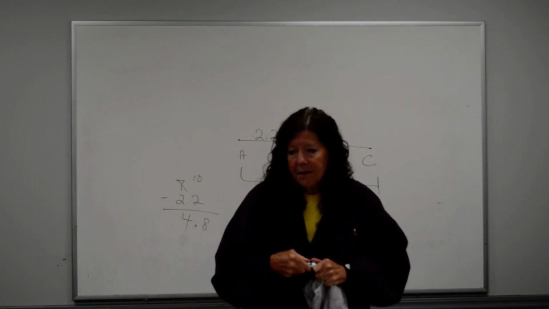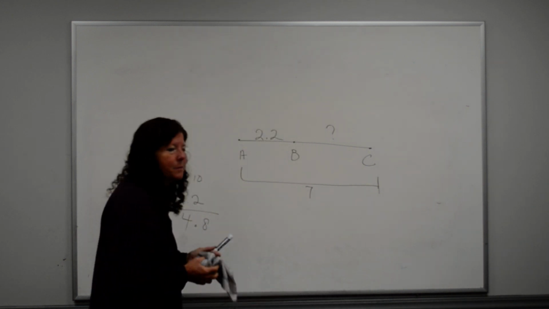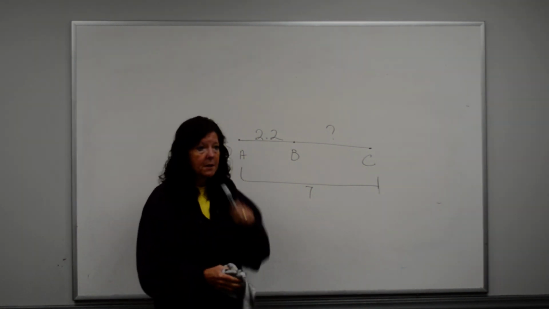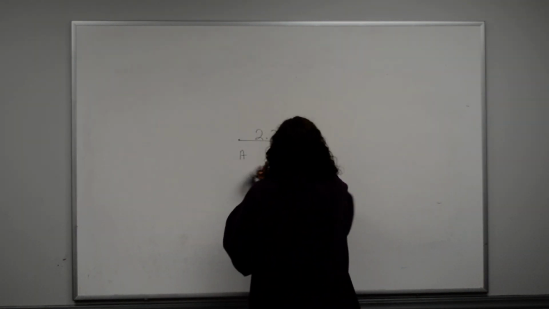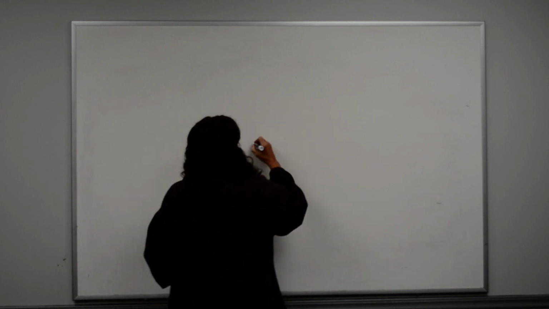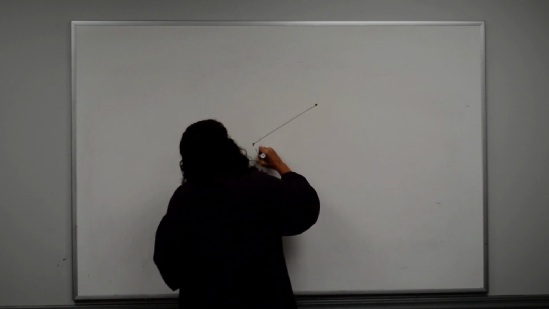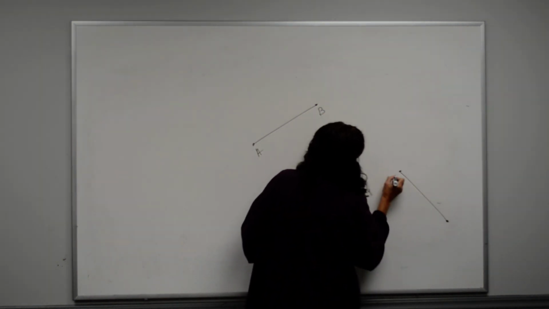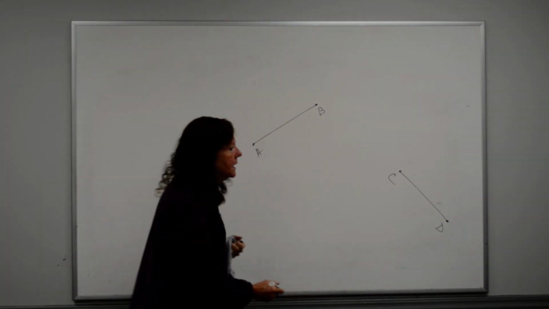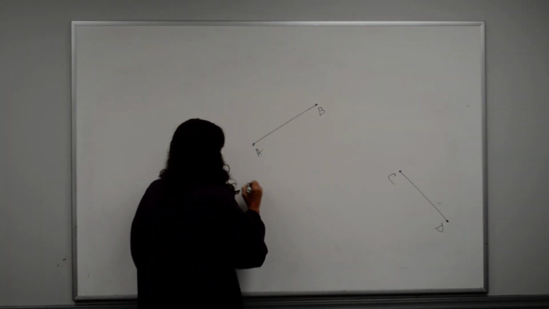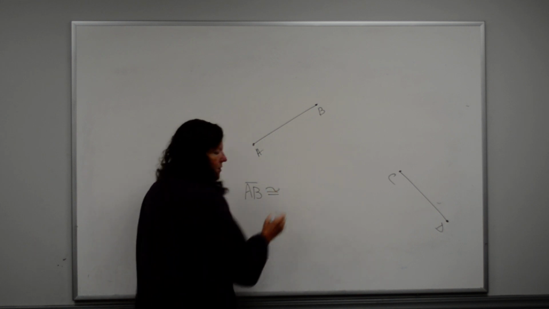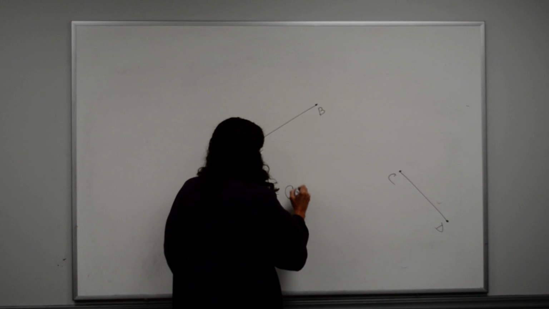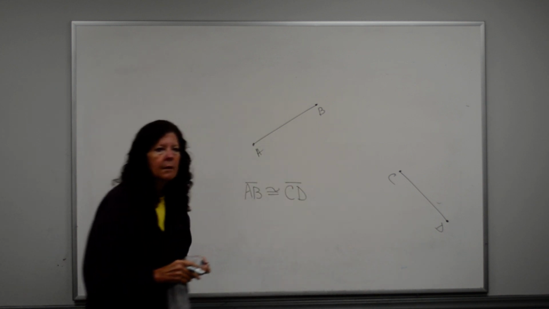2 segments that have the same measurement are called what? Congruent, okay? They're called congruent. So if I have AB here, and over here I have the exact same measurement, but it's CD, I can say that AB is congruent, which is an equal sign with the little curly Q over the top of it, to CD.